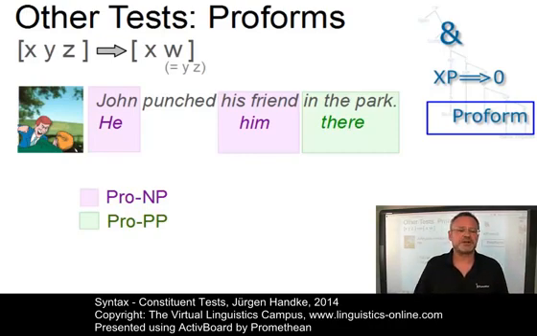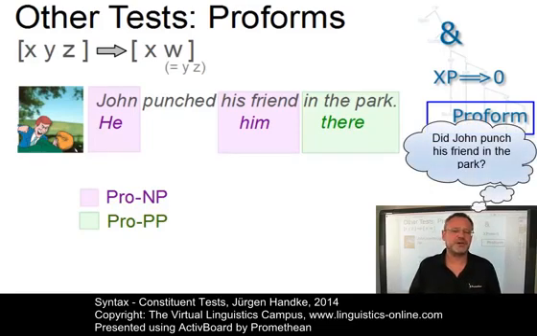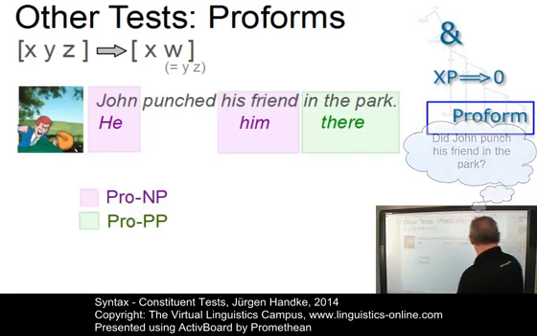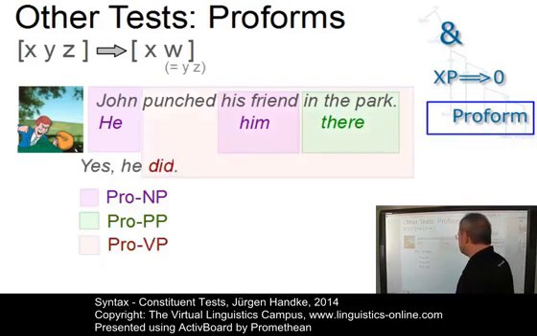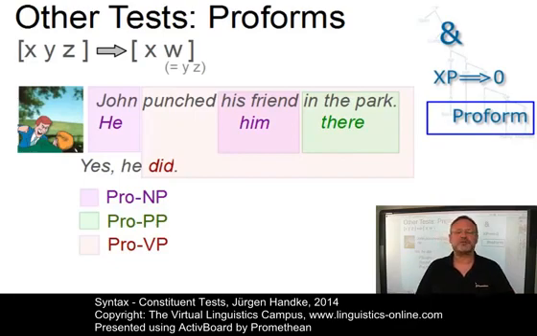And what happens if we ask a question such as, "Did John punch his friend in the park?" Well, the answer could be something like, "Yes, he did." In which case, "did" would stand for the entire predicate, referred to as a pro-verb phrase. So proforms are important substitutes for constituents.